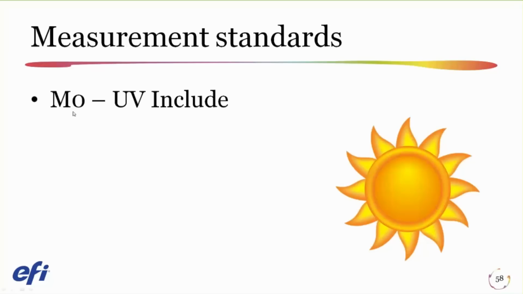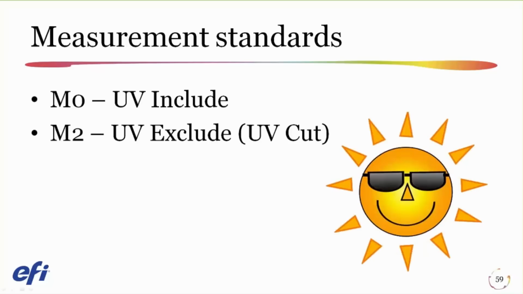M0 is UV include, which means there is UV light in the light source, and if there's any impact of UV light on the ink or the media, we need to record that as part of the LAB measurement. I'll get into a little bit of where that comes into play in just a bit. M2 is UV exclude, UV cut. There is a UV filter in the spectrophotometer that makes sure that the effect of UV illumination does not impact our output.